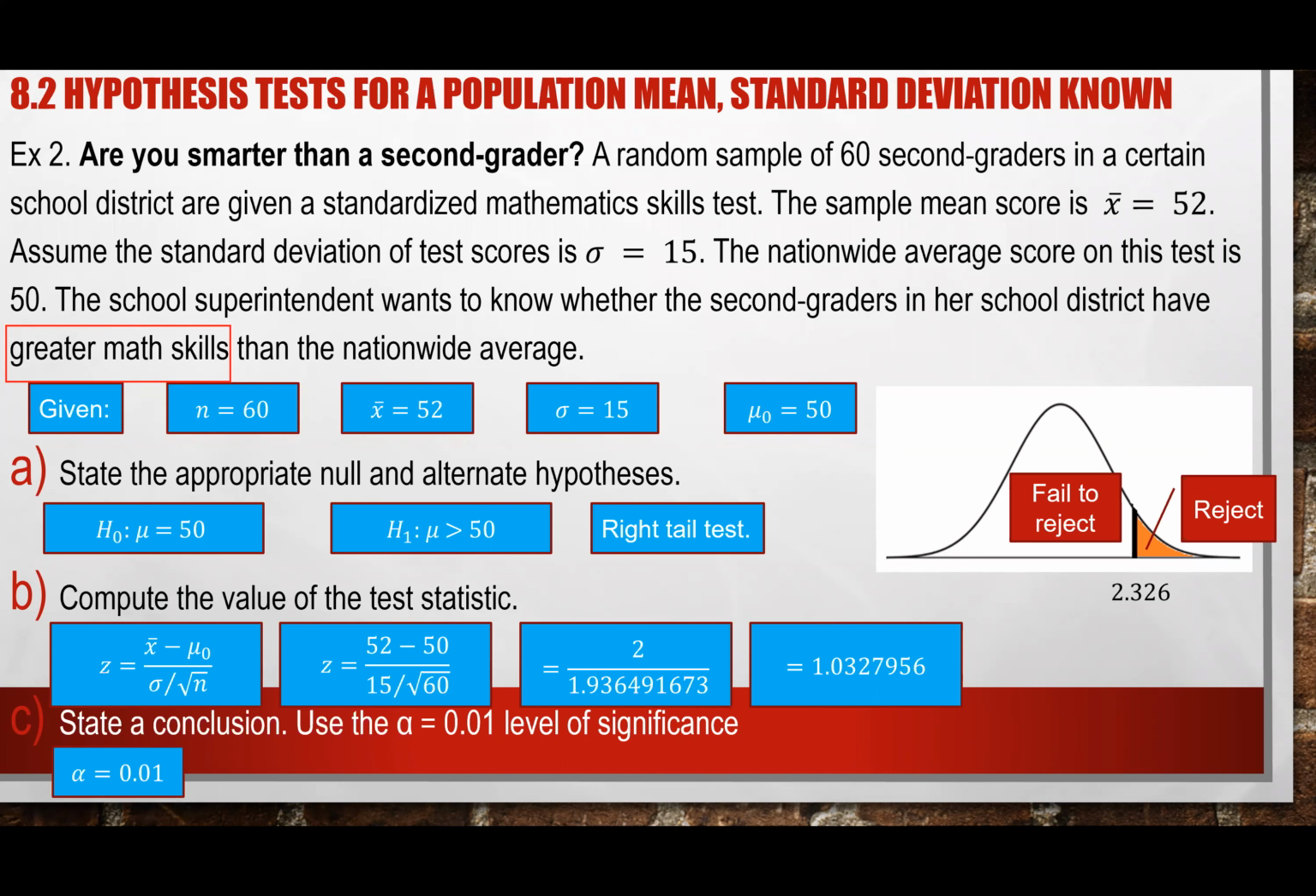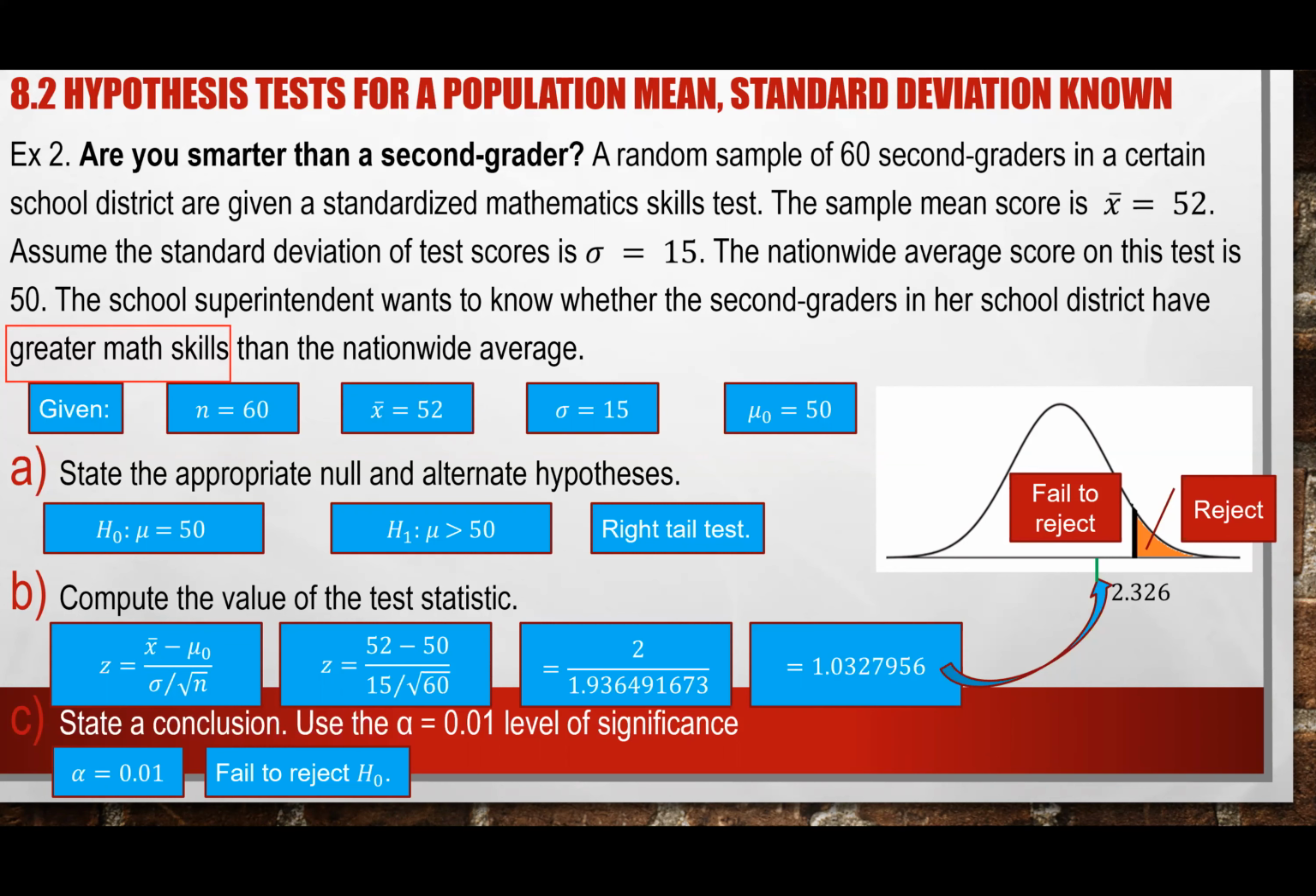Now, is your test statistic 1.03 on the left side of 2.326 or on the right side? Hopefully you say it is on the left side, because 1.03 is smaller than 2.326, and any smaller number will be on the left of that number. So if you can see here, it is under the fail to reject, or do not reject, region.